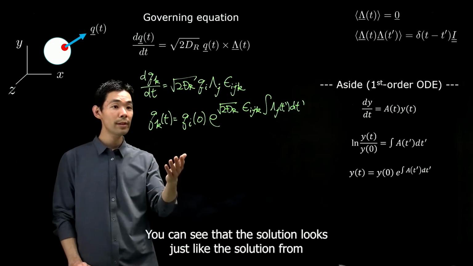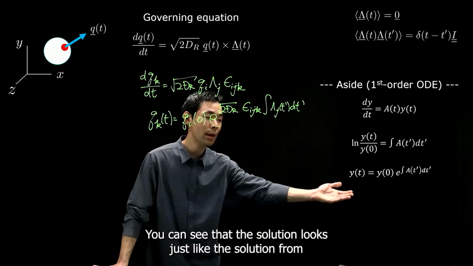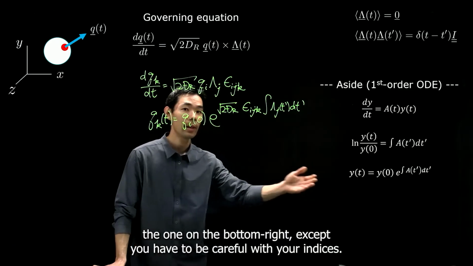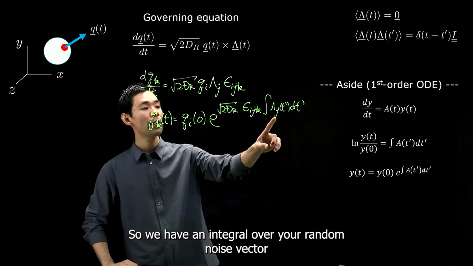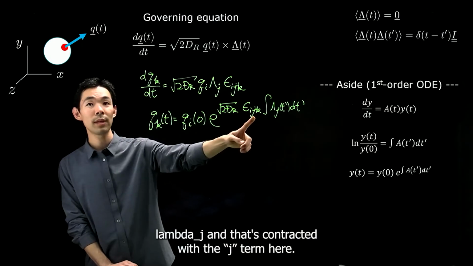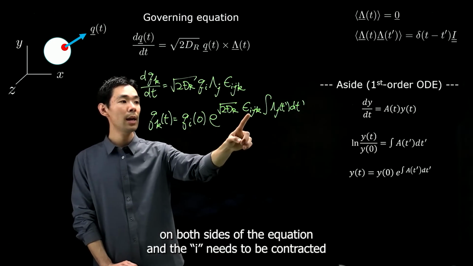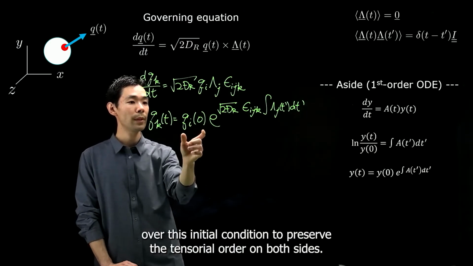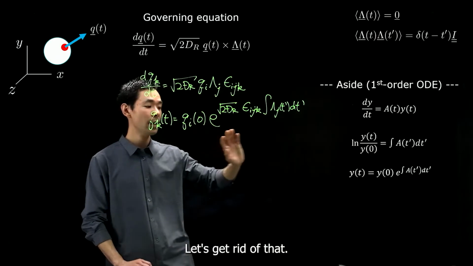Looks just like that. You can clearly see that the solution looks just like the solution that you probably already know how to solve, like the one on the bottom right, except you have to be careful with your indices. So we have an integral over your random noise vector, lambda_j, and that's contracted with the j term here. The k has to come outside and preserved on both sides of the equation, and the i needs to be contracted over this initial condition i. So now we preserve the tensorial nature on both sides. Okay, so let's get rid of that.